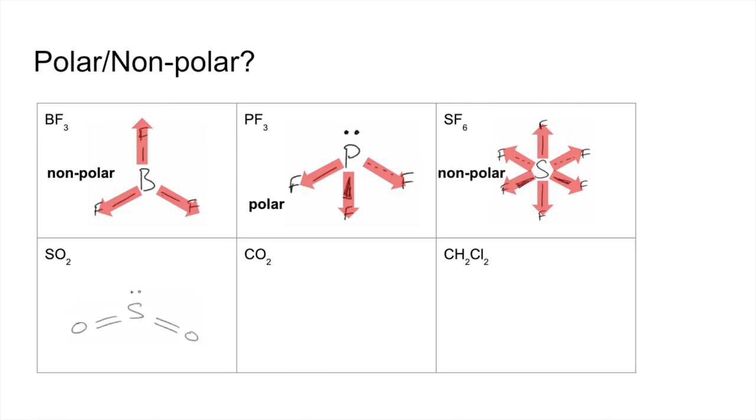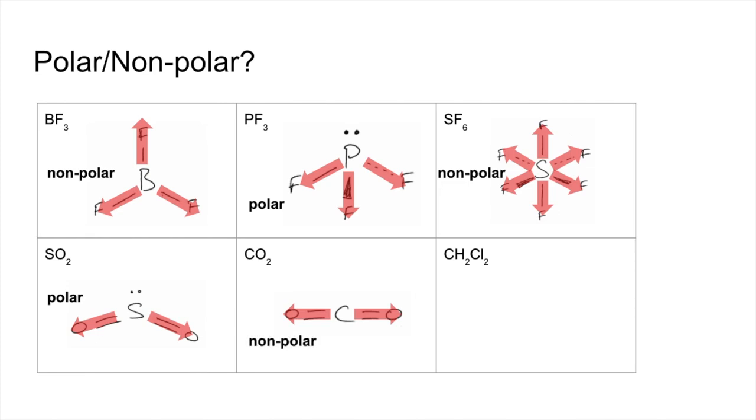SO2 is a non-linear molecule due to sulfur being in group 6, and so there's a lone pair on the sulfur, so straight away we know that that's going to be polar because the lone pair breaks the symmetry. CO2 on the other hand is a linear molecule because carbon's in group 4, so there's no lone pair on the central atom, and so those dipoles will cancel out, and so this is non-polar.